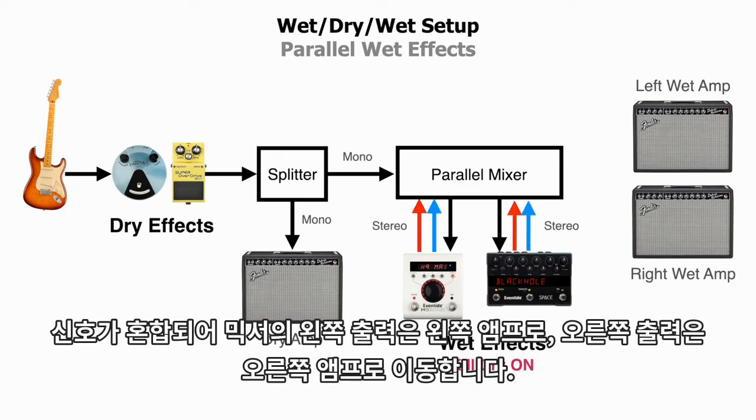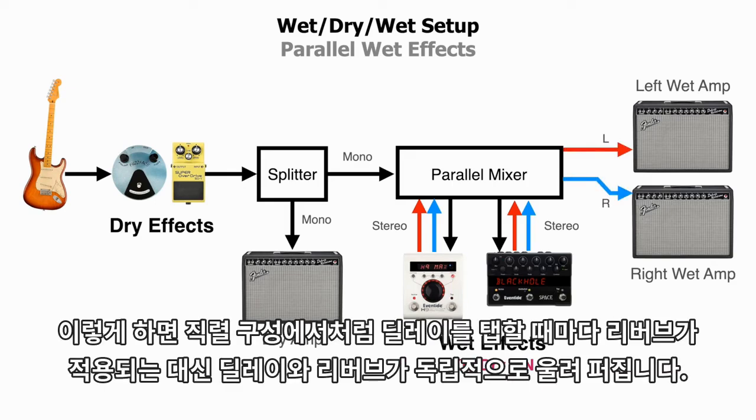The signals get mixed and the left output of the mixer goes to the left amp, and the right output goes to the right amp. This way, a delay and reverb ring out independently, instead of having each tap of a delay getting reverb on it, like in a series configuration.